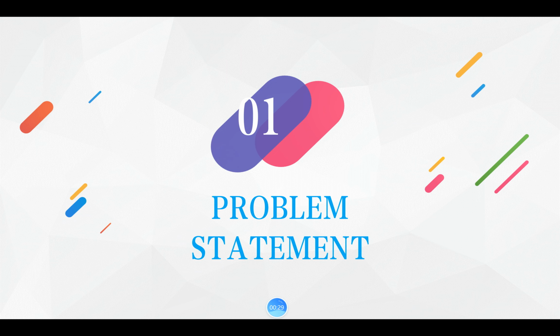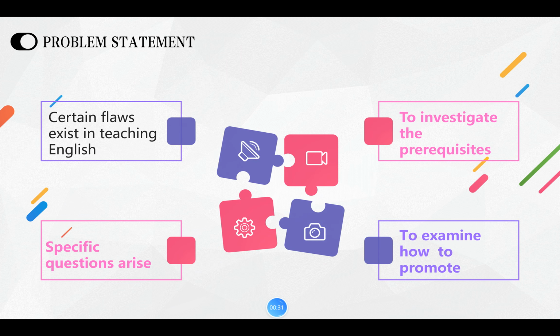Number 1, problem statement. The current situation indicates that certain flaws exist in teaching English to be used as an academic learning model. Specific questions arise in the context mentioned above to eliminate the causes of the inefficiency of EMI programs offered in the universities of China.